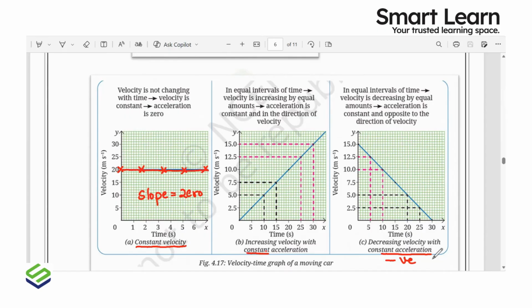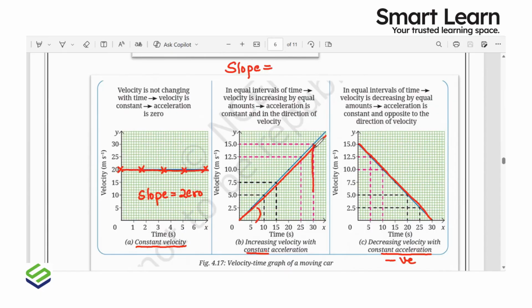So what will be the shape of the graph if it is constant acceleration? A straight line with a positive slope. And if it is retardation, a straight line with a negative slope. So what will be the slope here? You know how to find the slope, right? Slope is equal to opposite side by adjacent side. So we will take any.